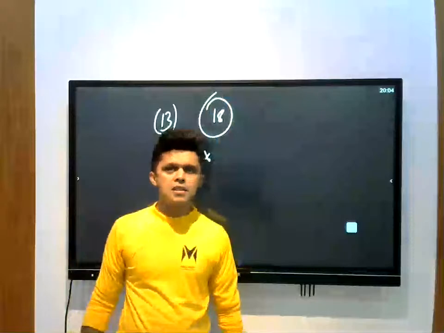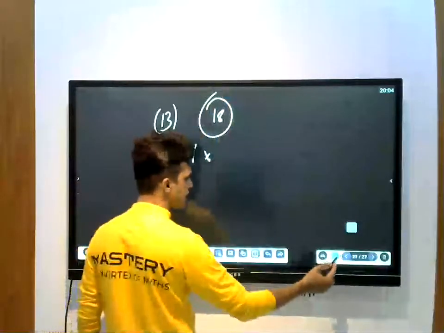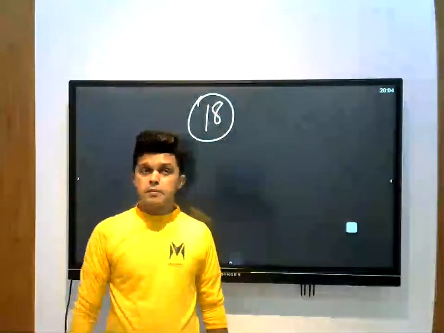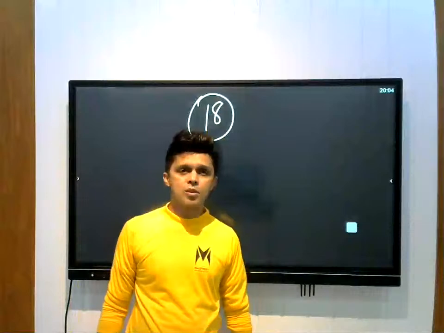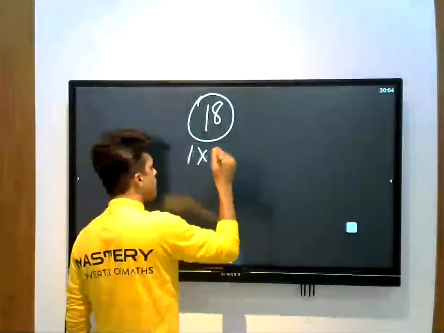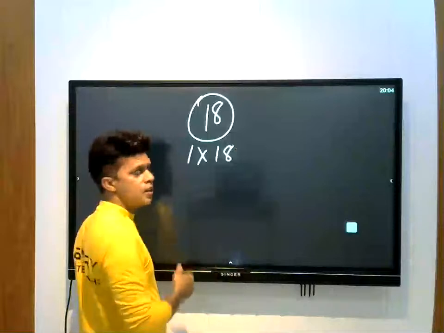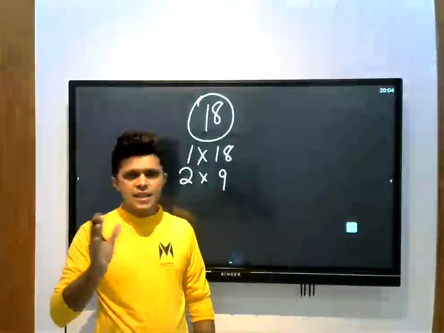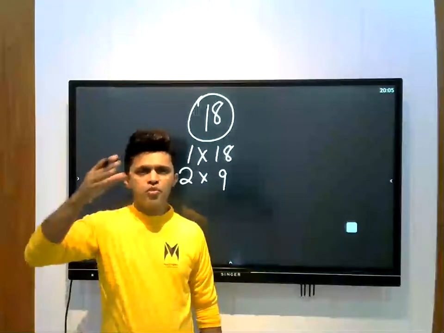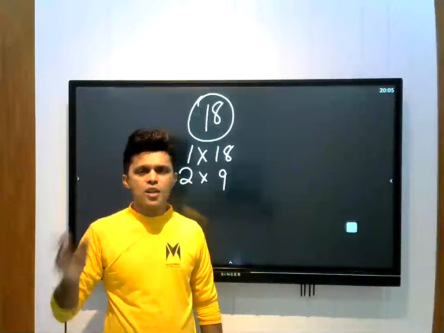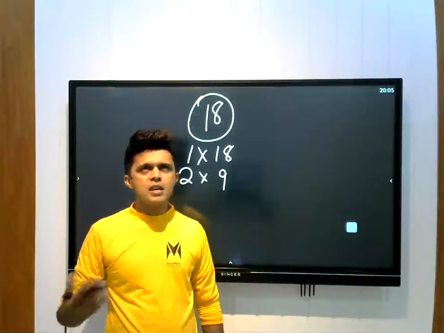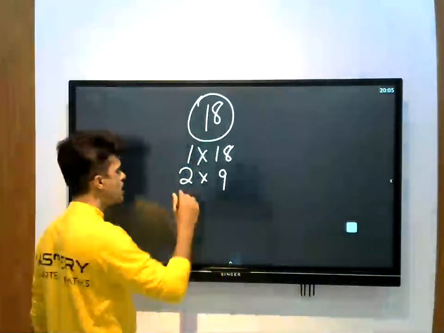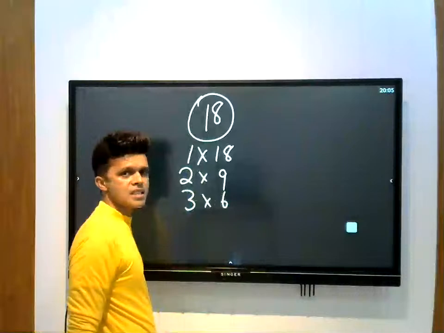Factors of 18 can be calculated by multiplying. 1 times 18 is 18. 2 times 9 is 18. To get 18, you need to find the products of digits. Is it possible to use 3? Yes, 3 times 6 is 18.